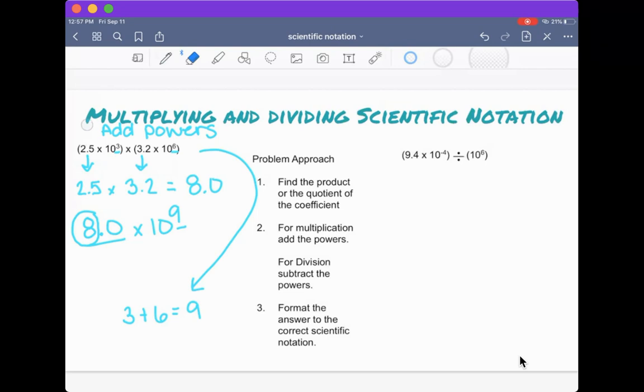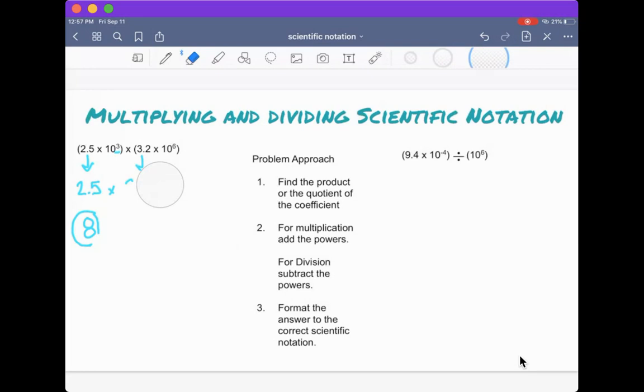All right, let's take a look at what it looks like when we're dividing. Get a bigger eraser here. When we're dividing, we are going to be subtracting our powers. The first way you approach this problem is you're going to go ahead and worry about the coefficients first. But there's not a coefficient with this base 10. Whenever you see the absence of a coefficient, and this is going to be true for all the coefficients you're going to see in chemistry.